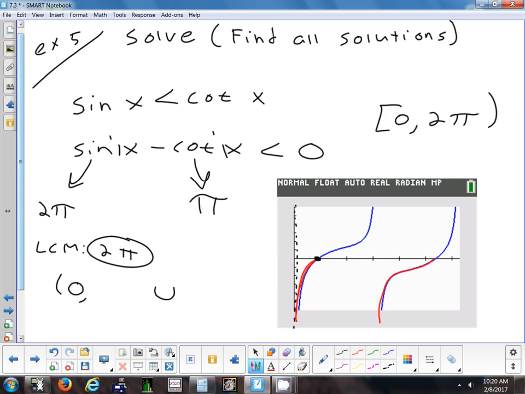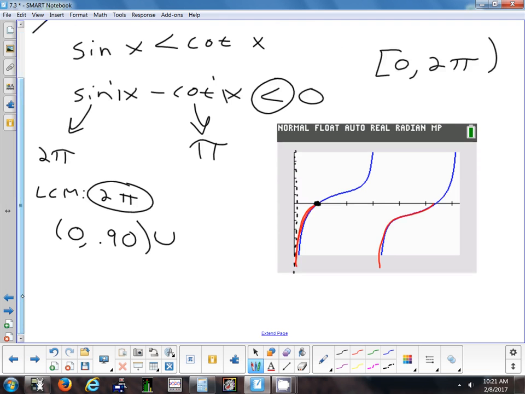No, I have to be strictly less than, I can't equal it. So that means the symbol right here will be a parenthesis. And now, Kevin, do you have that point? 0.90. Okay.